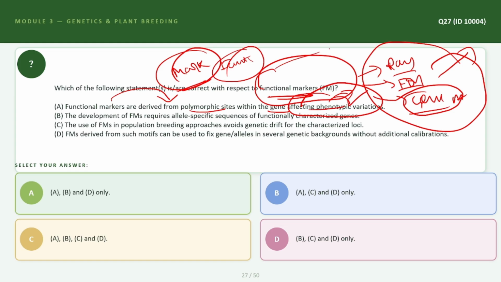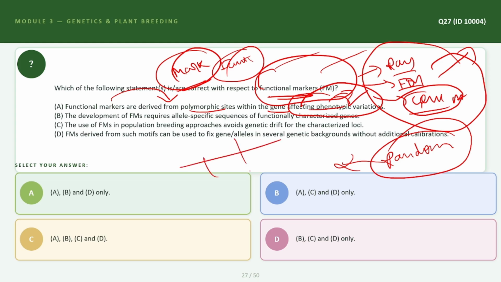Then if it is not in the gene and not associated with any function, it is called random. Many people can ask, even if it is not in the genic region, it may affect the function. That is also possible. But what kind of marker it is, I don't know.